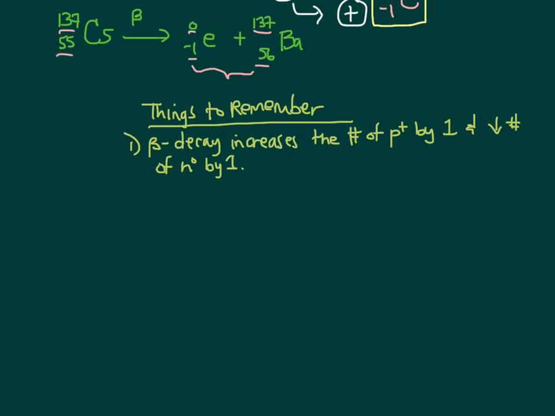So some things to remember about beta decay. The first is that beta decay will increase the number of protons by 1. So you're actually changing the identity of the element because you're increasing the number of protons. But at the same time, you're decreasing the number of neutrons by 1. So the mass of the nucleus actually remains the same.